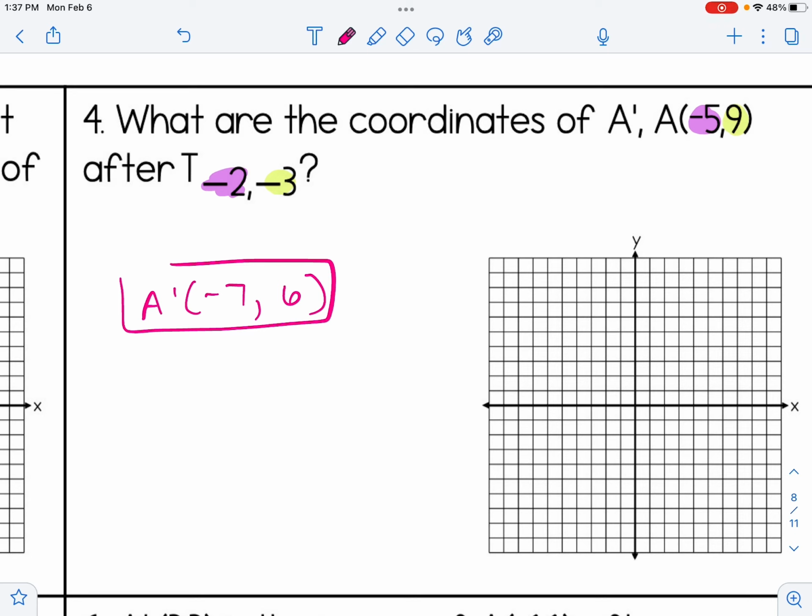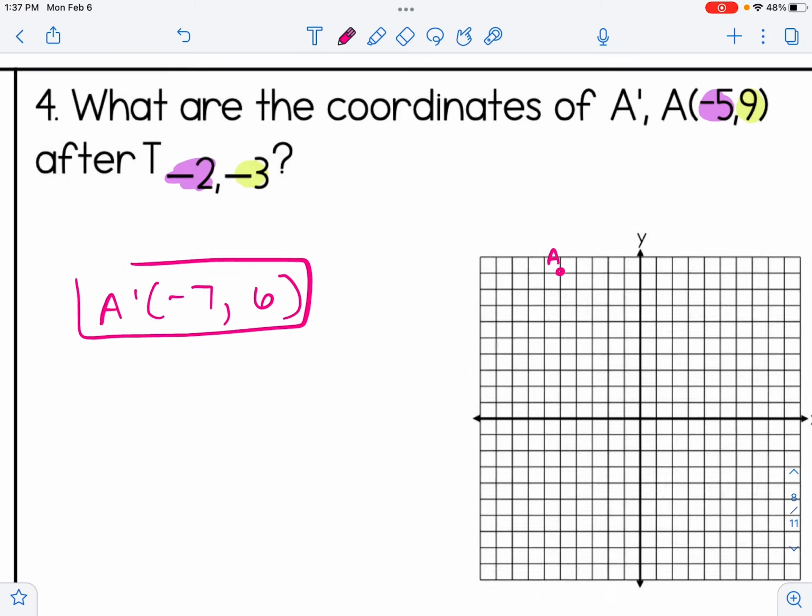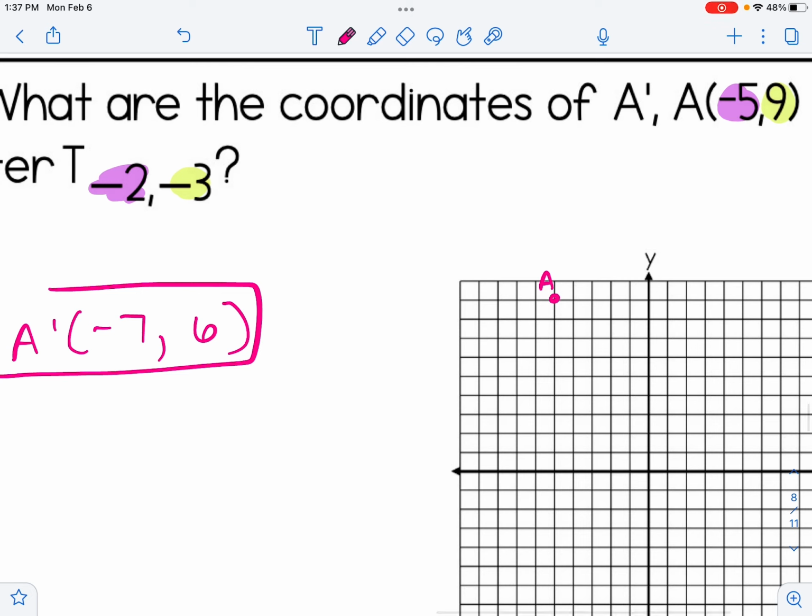Of course, if I wanted to really quickly, I will show you. If I wanted to graph, here's A, negative 5, 9. And I'm going to move it left 2, down 3 to get A prime. And that lands at negative 7, 6.